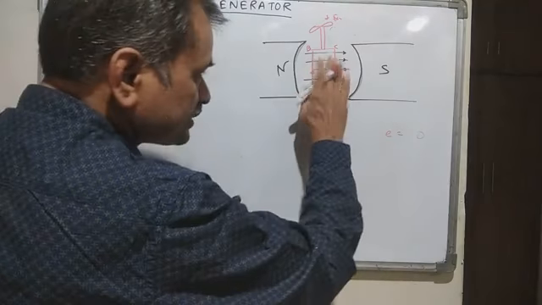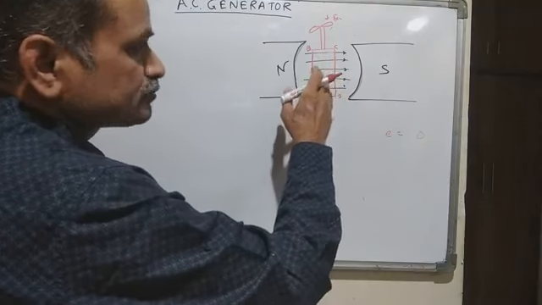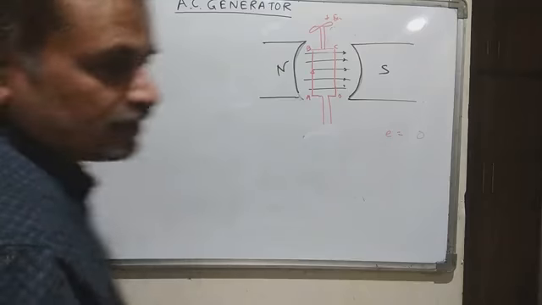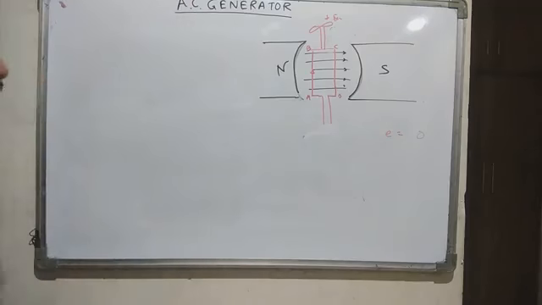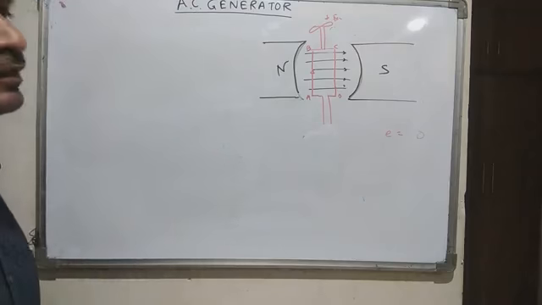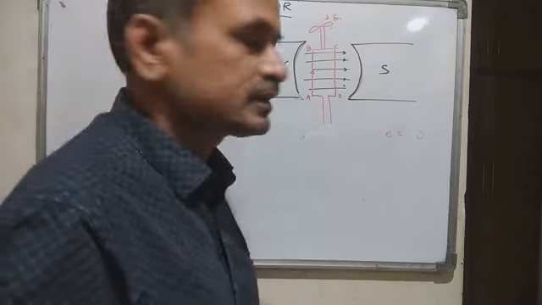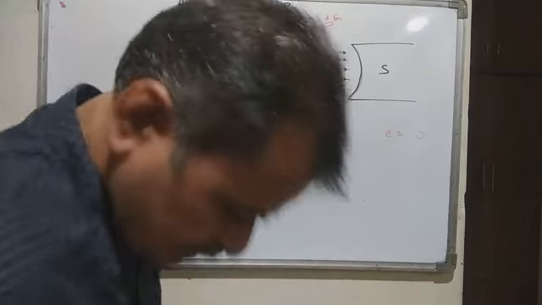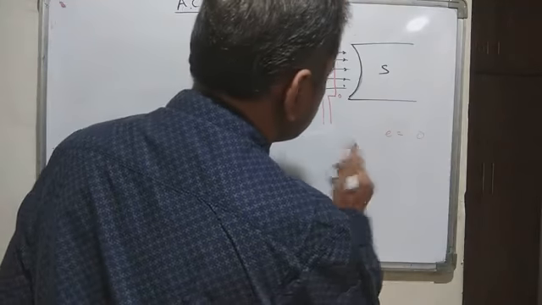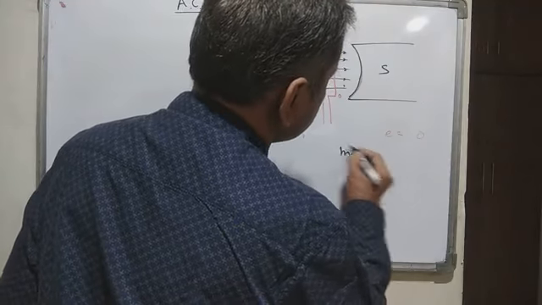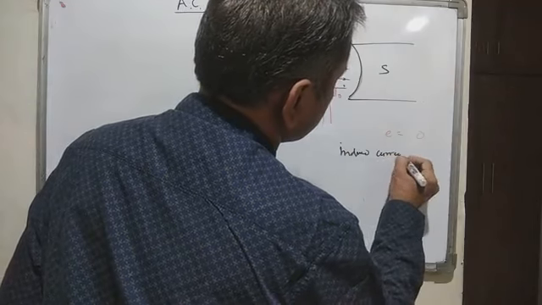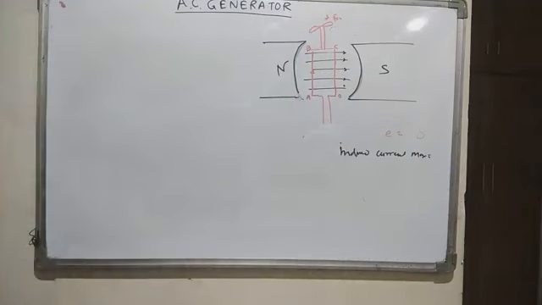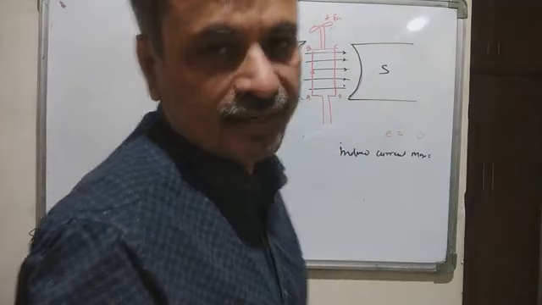As I rotate it, more and more flux will get involved. When this coil becomes perpendicular to the magnetic field, the maximum flux will get associated with the coil, and the EMF will be maximum. So the induced current will be maximum when this coil is perpendicular to the magnetic field.